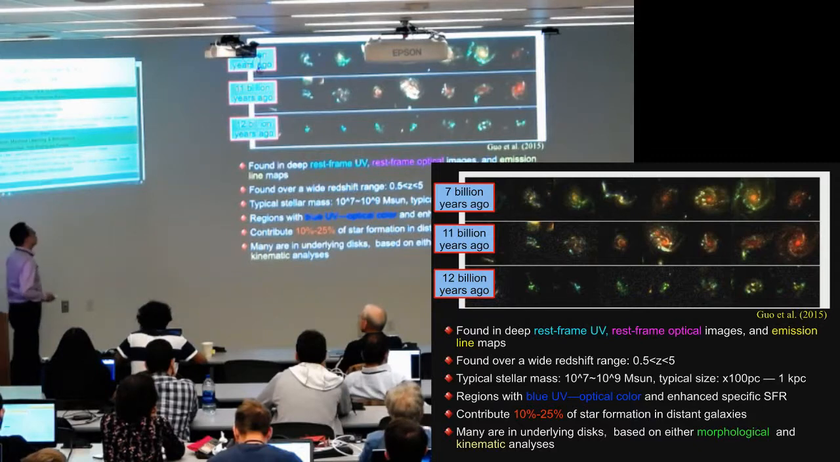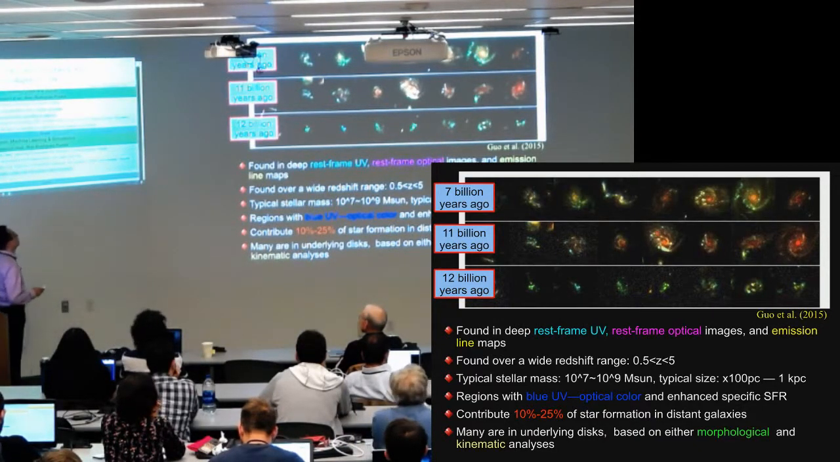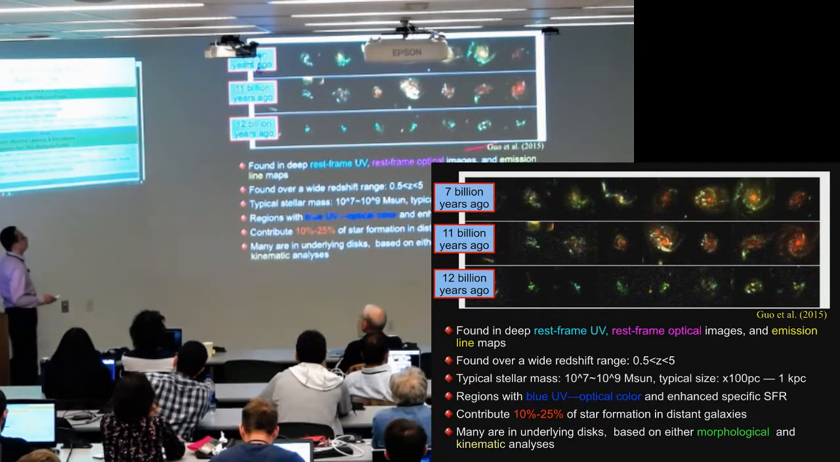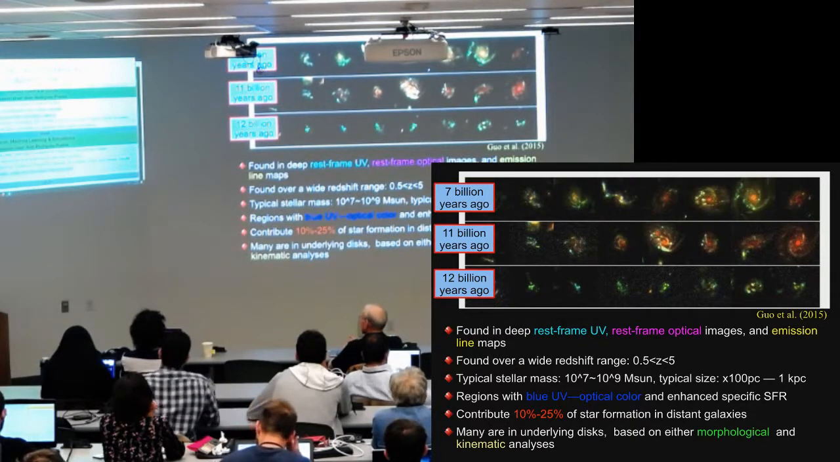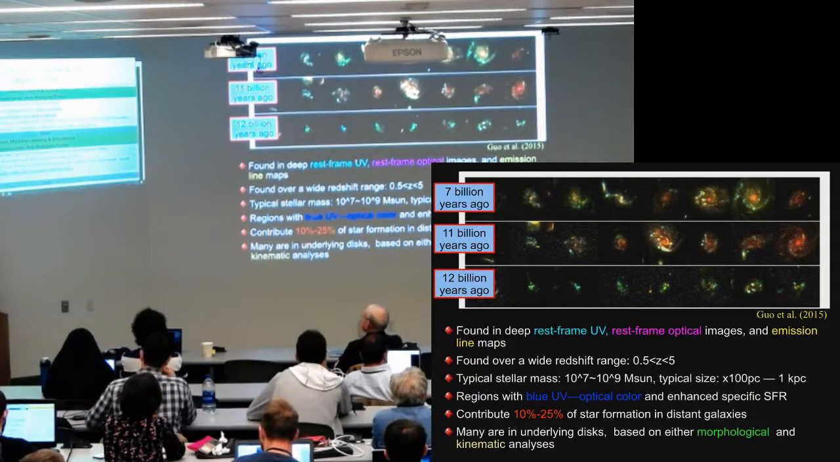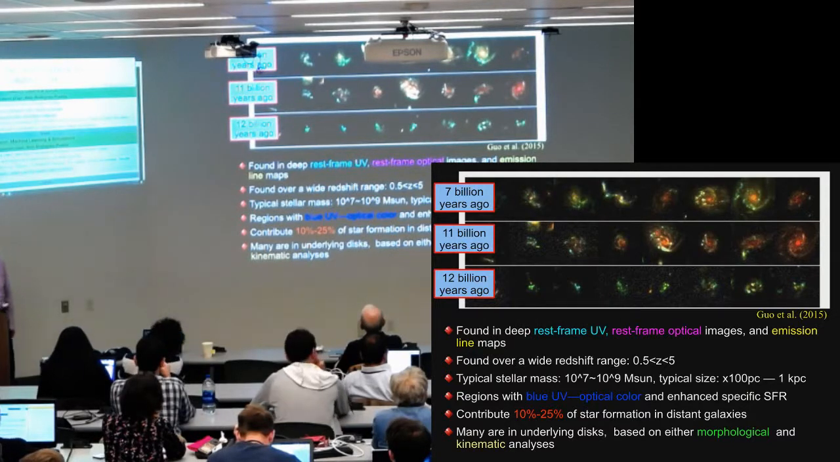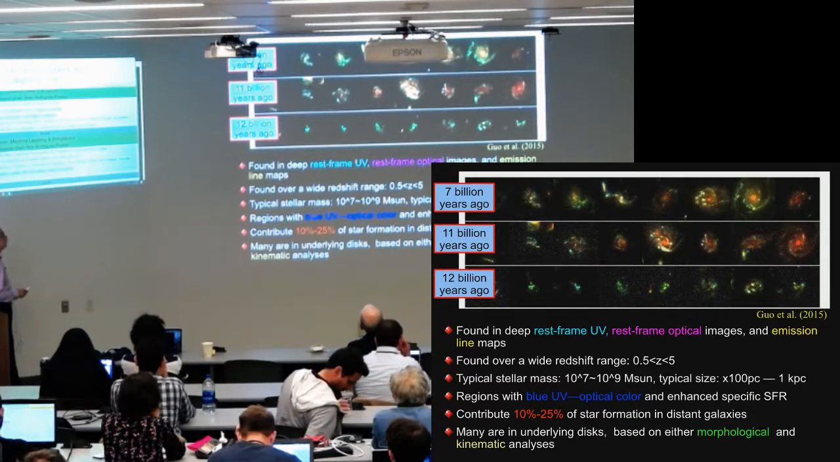OK, so here are more examples of clumps from my 2015 paper. We can see those clumps at redshift 1, 2, 3. Those are massive galaxies and low-mass galaxies. You see the clumps everywhere, almost in rest-frame UV, optical, and emission line images. The stellar mass of clumps is very large, 10^7 to 10^9. The size is a little bit uncertain, maybe a few hundred pc or 1 kpc. And definitely, they are much larger than local star-forming regions.